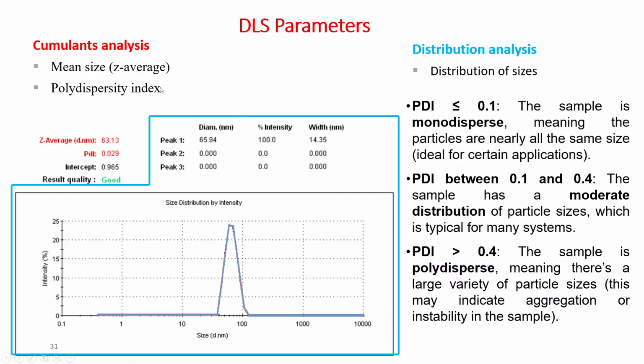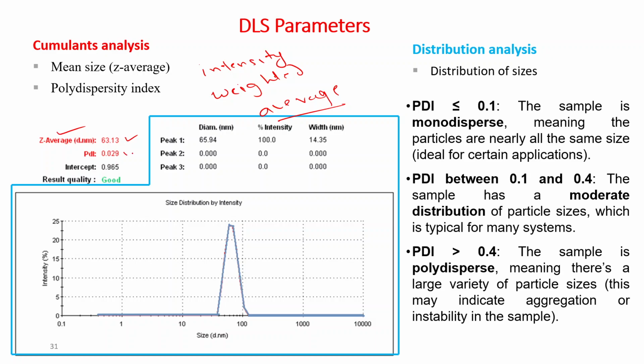Now the instrument gives these values. This type of graph will come, and then the Z average will come. The Z average is the average size of the particles in the solution, and this is the intensity weighted average. It is not the volume weighted average or the number weighted average as was given by the laser diffraction instrument. This is the intensity weighted average, and it gives more weightage to the large particles. And obviously this Z average is shown here.